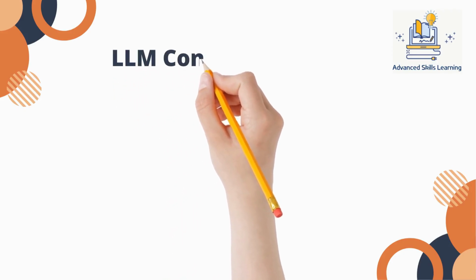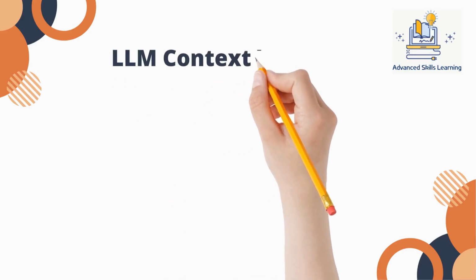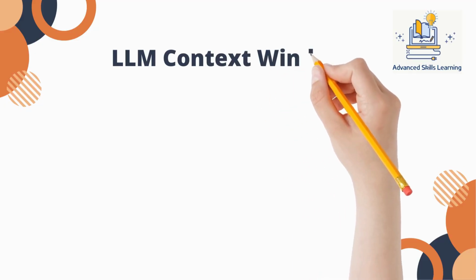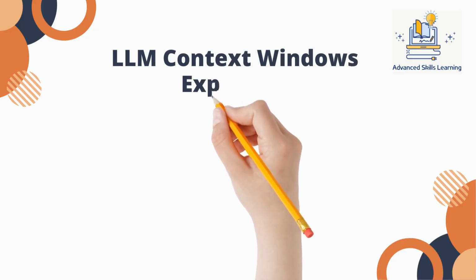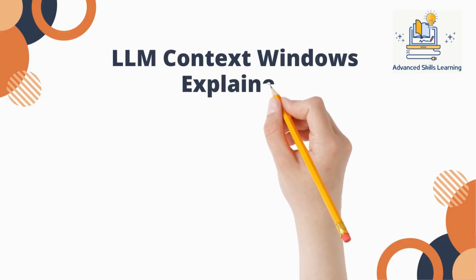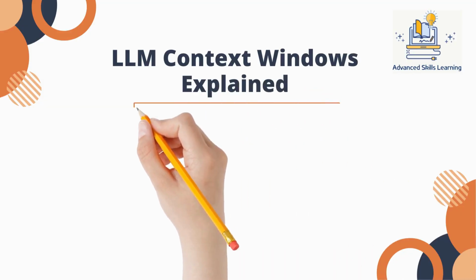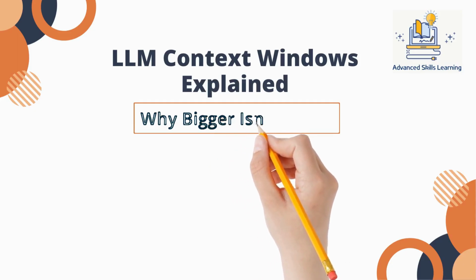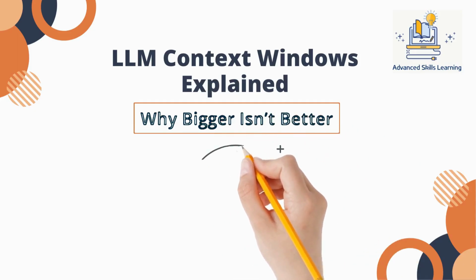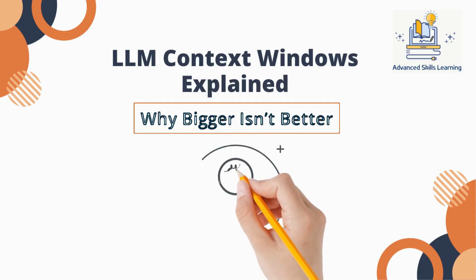When people hear that modern large language models support massive context windows, 32,000 tokens, 100,000 tokens, or even more, the reaction is almost always the same. Bigger sounds better. More context must mean smarter answers, deeper reasoning, and fewer mistakes. It feels intuitive, and many teams design systems around this assumption.